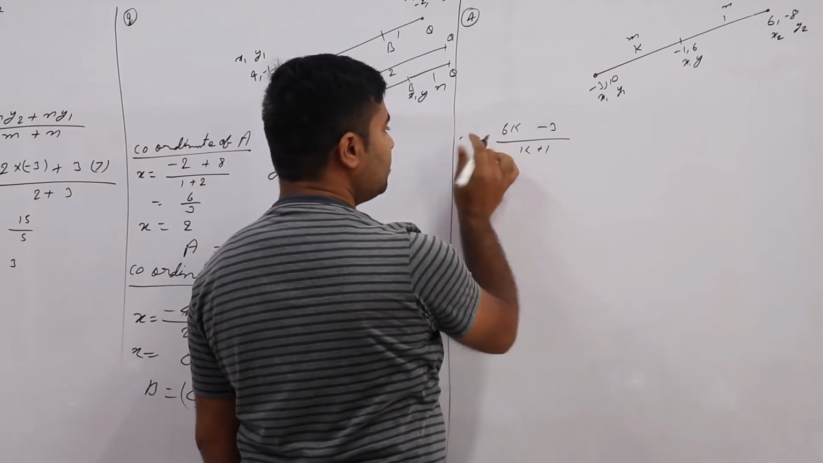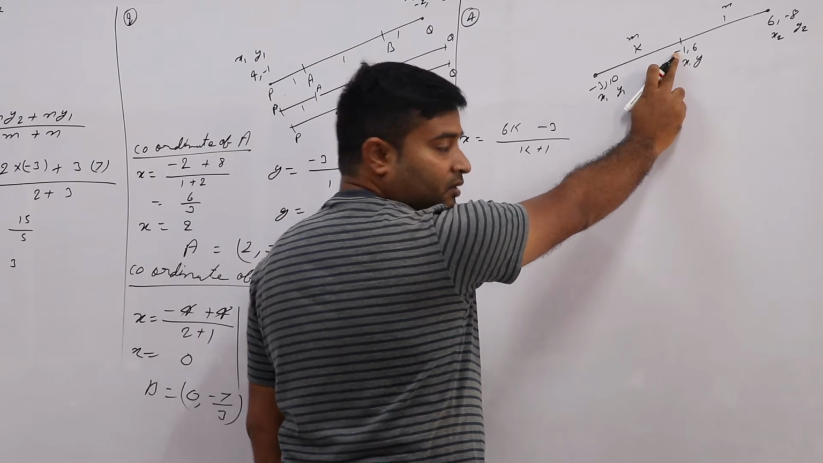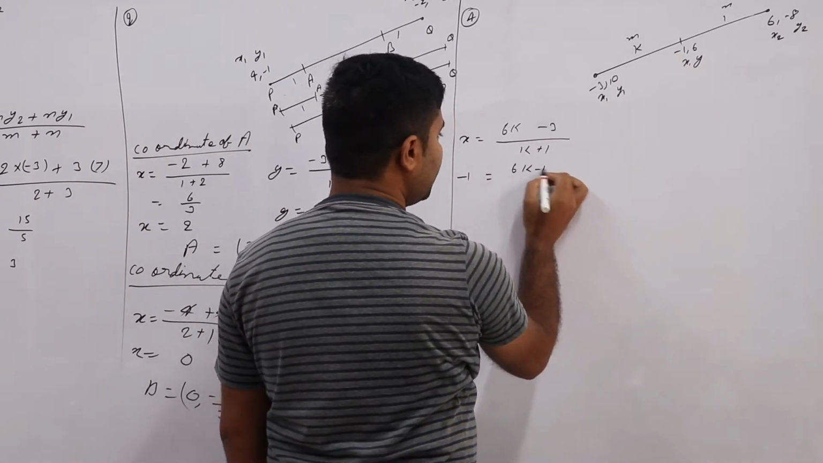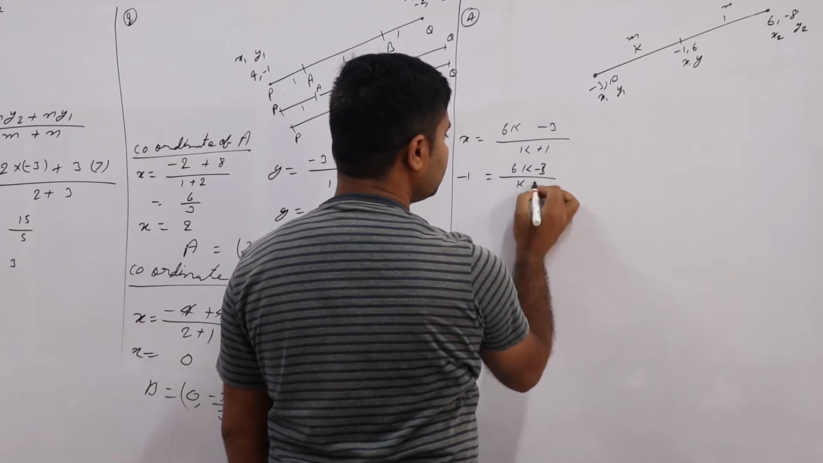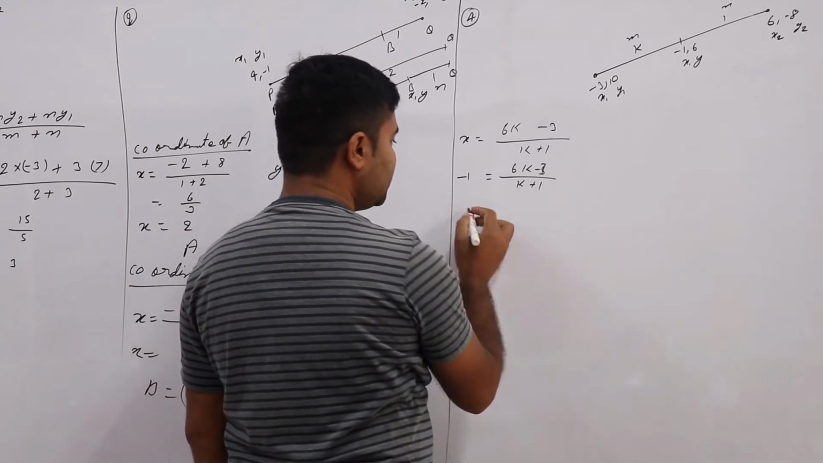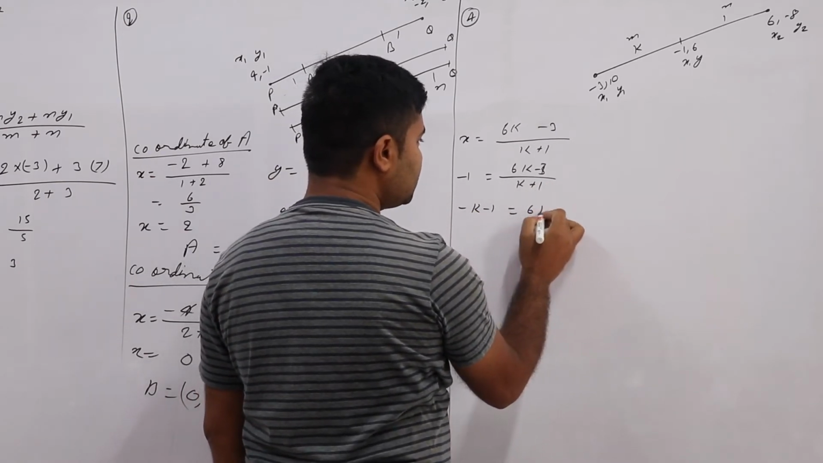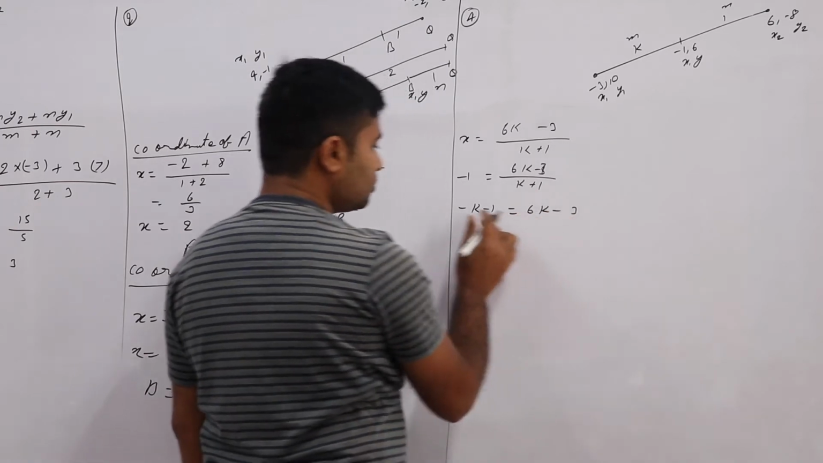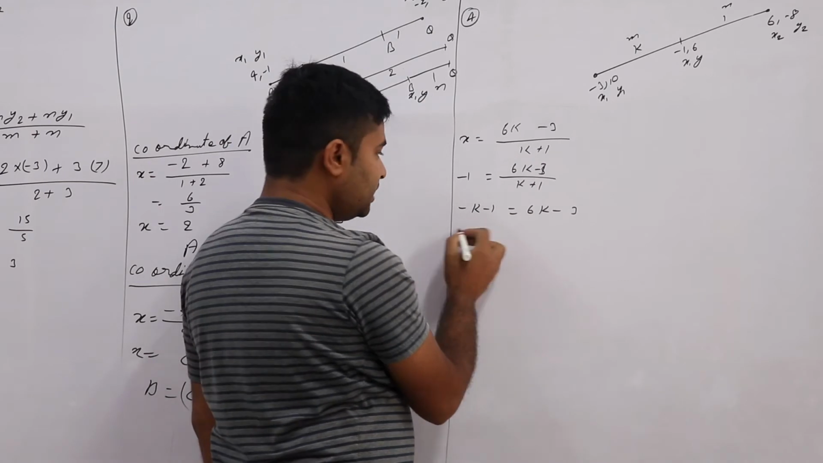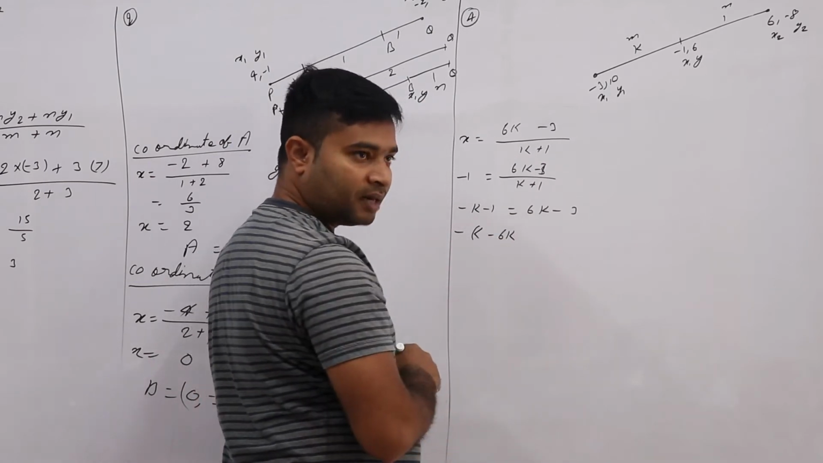And x is equal to how much? x is equal to minus 1. So minus 1 is equal to 6k minus 3 by k plus 1. Getting or not? Now do the cross multiplication. Minus k minus 1 is equal to 6k minus 3. So bring this k this side: minus k minus 6k.